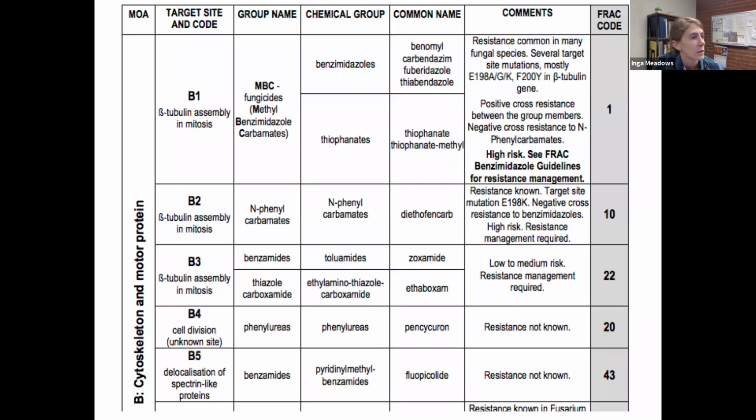This is the chart that is on their website. It looks overwhelming at first, but one of the things you can find out is what the FRAC code is, which is on the far right side of that table. But you can also see in the column just to the left, under comments, which fungicides have a high risk, medium risk, or low risk of fungicide resistance. And they'll also mention certain genera of fungi that may be at higher risk for that particular fungicide.